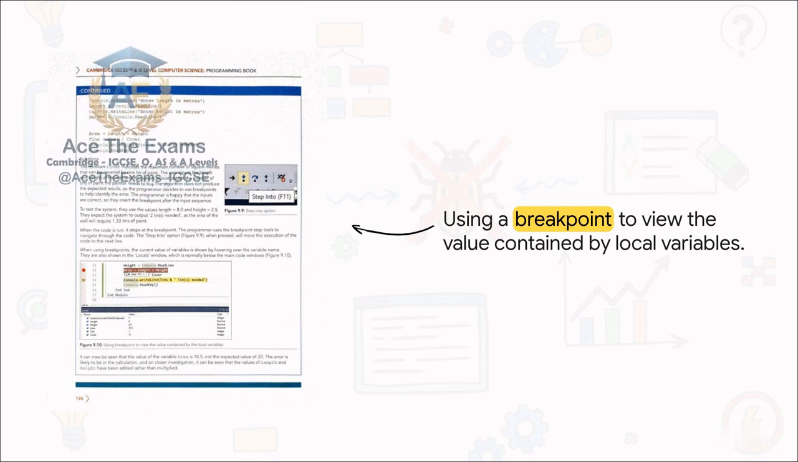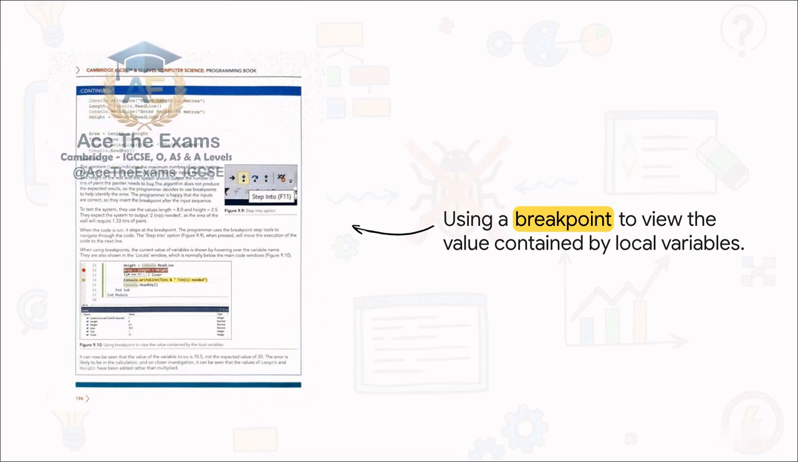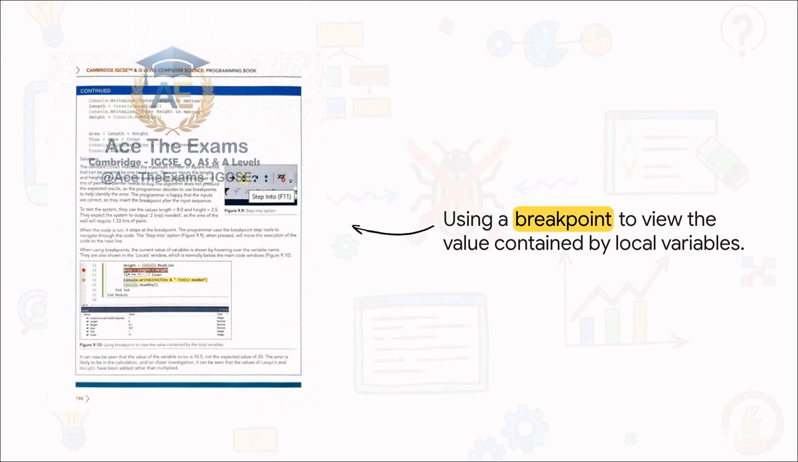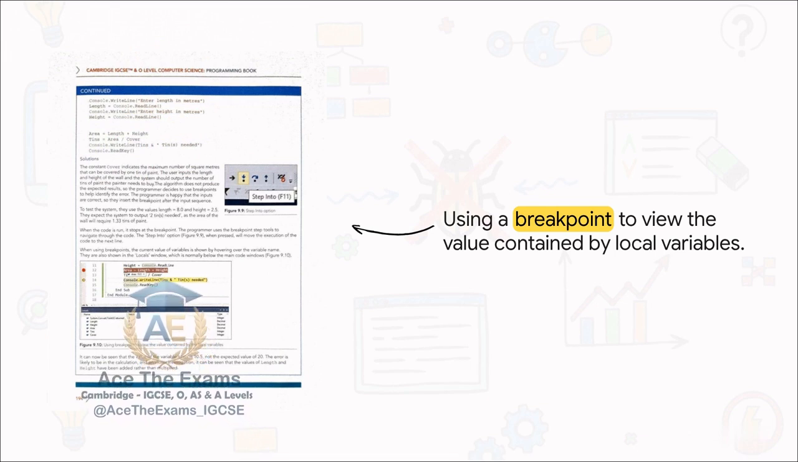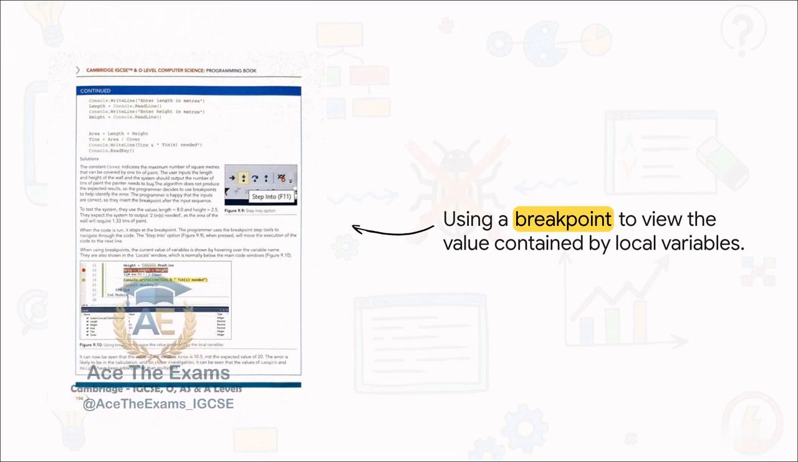No, wait a minute. 8 times 2.5 is 20, not 10.5. Boom! The programmer immediately spots the logical error. They accidentally used an addition sign instead of a multiplication sign. Without that breakpoint, freezing the execution and showing those variables in real time, catching that error would have been like finding a needle in a haystack.